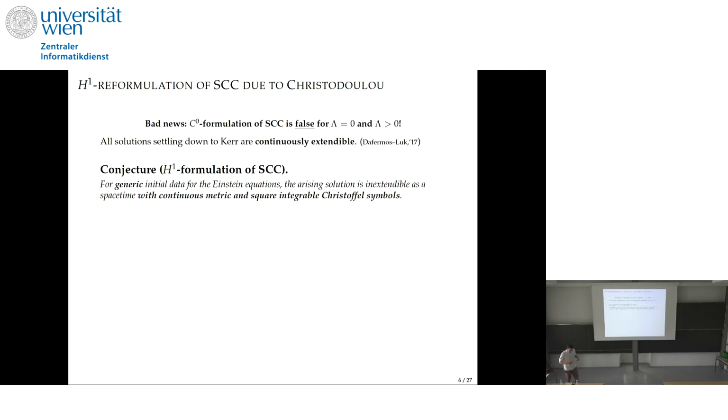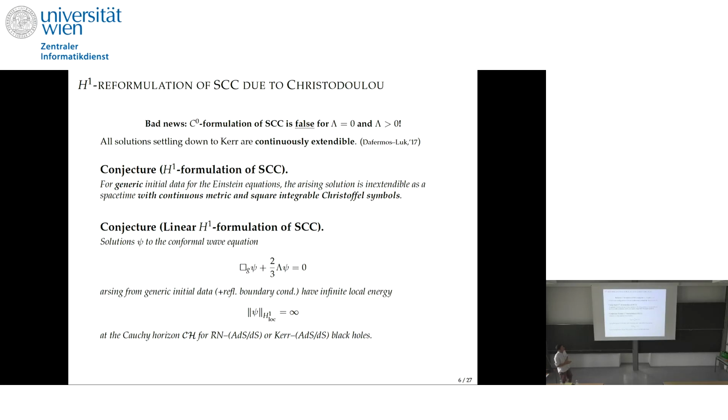But there is a revised version which people may be happier with, namely the H1 formulation of strong cosmic censorship, which goes back to Christodoulou. Here the statement is that for generic initial data for the Einstein equation, the arising solution is inextendable as a spacetime with continuous metric and square integrable Christoffel symbols. So if the metric is continuous, hopefully the Christoffel symbols blow up in L2, which would correspond to the H1 formulation of strong cosmic censorship. Similarly, you can ask this question for the wave equation. Solutions to the conformal wave equation arising from generic initial data plus reflecting boundary conditions have infinite local energy, H1 log, at the Cauchy horizon of the Reissner-Nordström or Kerr black holes.